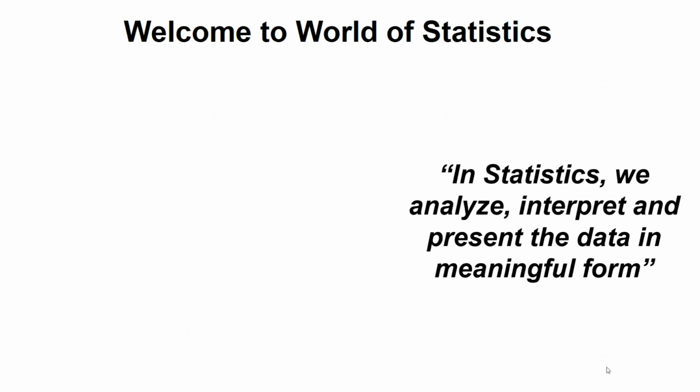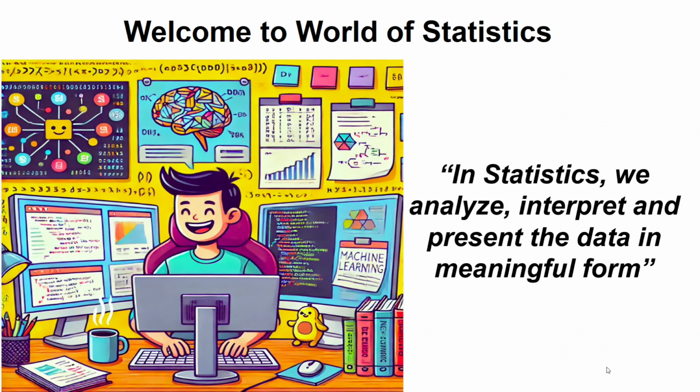In statistics, we analyze, interpret, and present the data in a meaningful form. Statistics was always a very important domain in academia and research. But in today's world of machine learning and artificial intelligence, statistics is very important to handle the data. It does not matter which field you belong to. Either you are a biologist, a data scientist, or an economist, you may need statistical tools to analyze your data in your domain so that you can plug them into machine learning models.